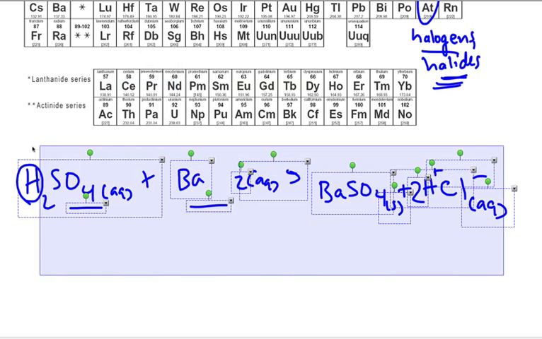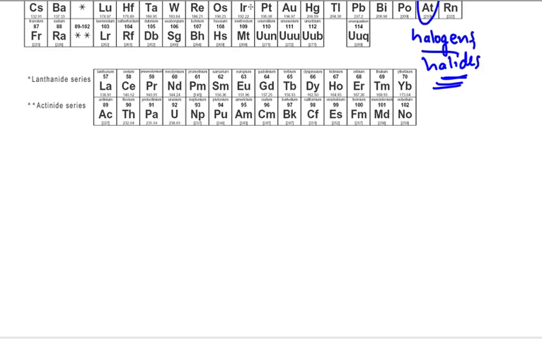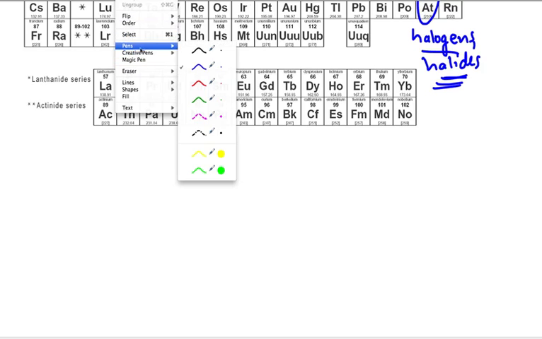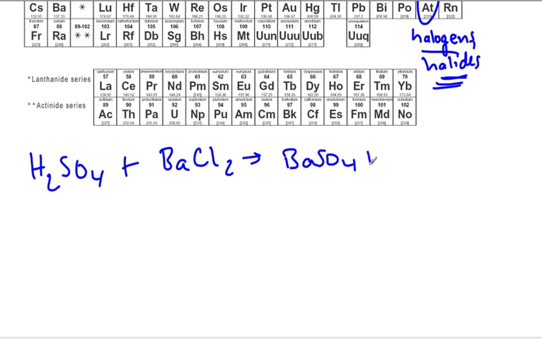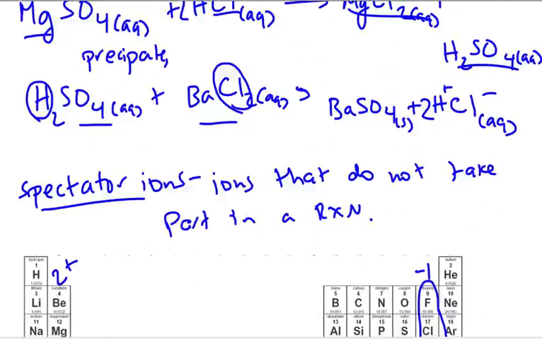Let me just rewrite this equation. Our equation was H2SO4 plus BaCl2 yields BaSO4 plus HCl, and there was a 2 in front of the HCl to balance that out. This is solid. This is aqueous. This was aqueous. This is solid, and this is aqueous. And how did I get that? I just copied that down there.